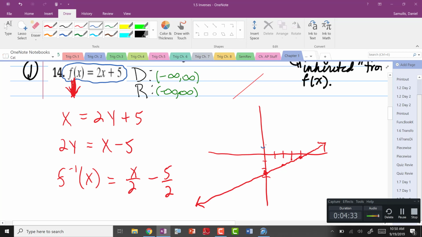0, 5. 1, 2, 3, 4, 5. Y-intercept of 5. How is he doing that? Oh, you're killing me if you don't know how to graph a line. Drop 2 and run 1, not rise 2, run 1. I want to come closer to the other line.